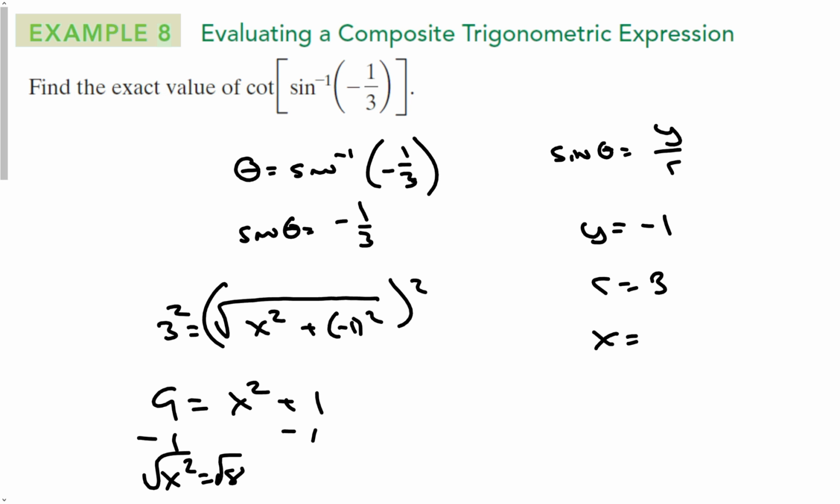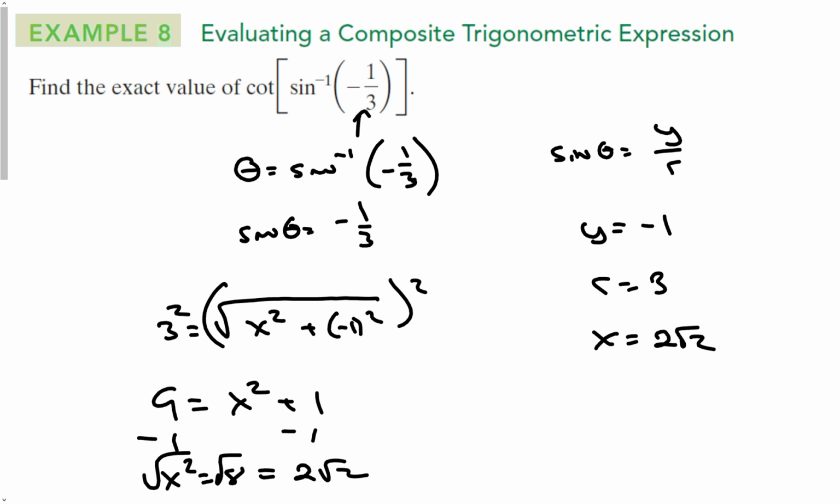The inverse sine has to be, right, this number right here, it has to come from either the first quadrant or the fourth quadrant, or else this wouldn't work. It can't be the first quadrant because it's negative, and the sine represents a y-coordinate. So that means we have to be in the fourth quadrant, which means x in the fourth quadrant must be positive. So square root of 8 is the same thing as 2 square root 2.